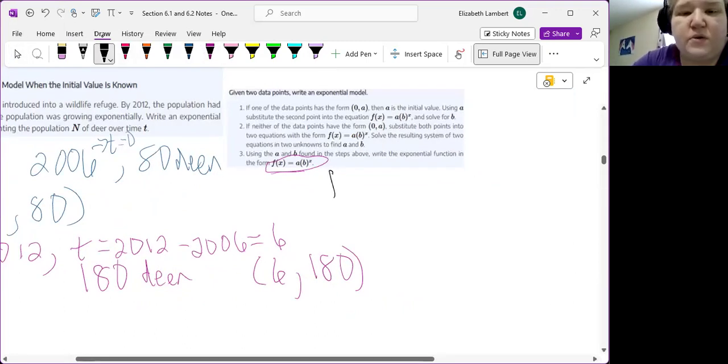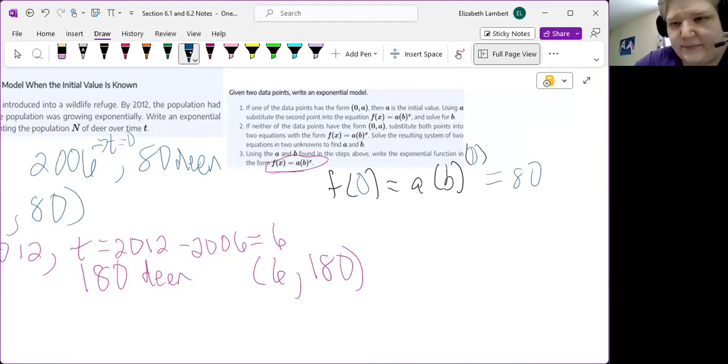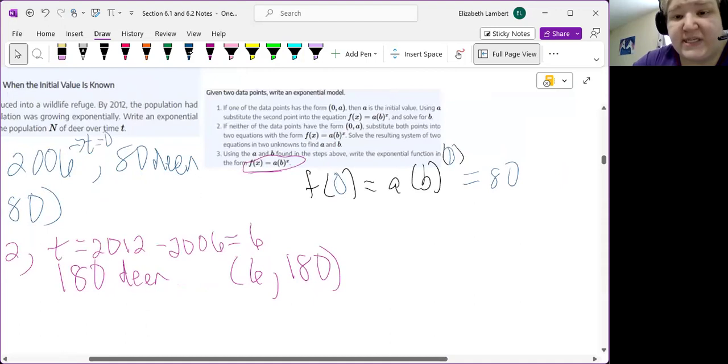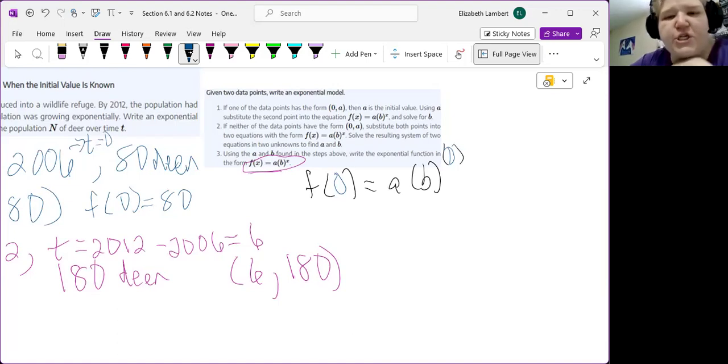So f of t equals A times B to the t. When I plug in 0, I get 80. That's what our initial point is telling us. When t is 0, the function equals 80. So you could write it like this, or that ordered pair is also telling us f of 0 equals 80. That's just another way to write a point using function notation.